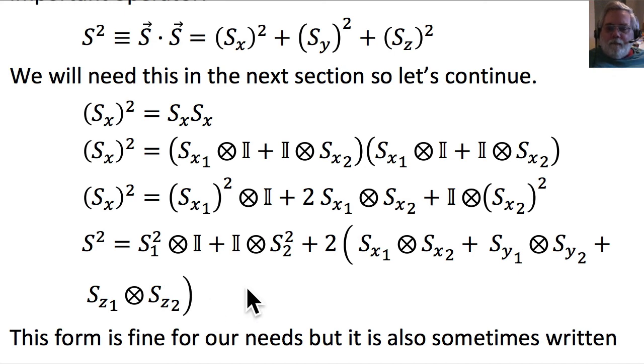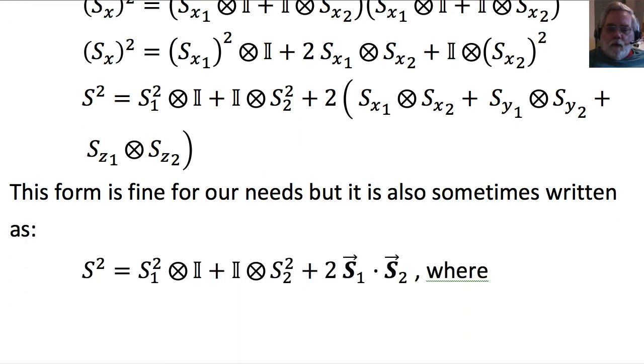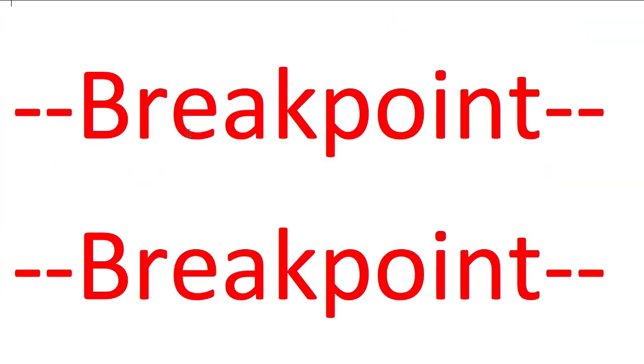Now, this form is fine for our needs, but it's often written in this way. S squared is S1 squared tensor product identity plus identity tensor product S2 squared plus 2 times the vector dot product of S1 vector with S2 vector. That gives this term in parentheses. We're probably not going to use that form, but you might as well see that form. It would be in any book you would look at. This is a possible time to take a break.